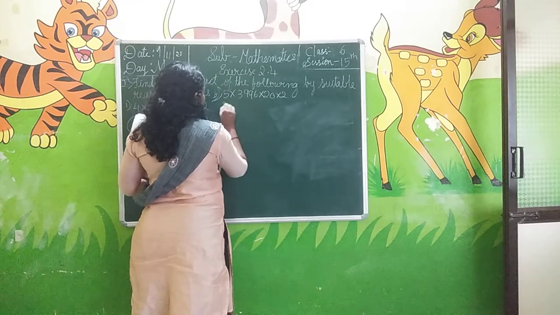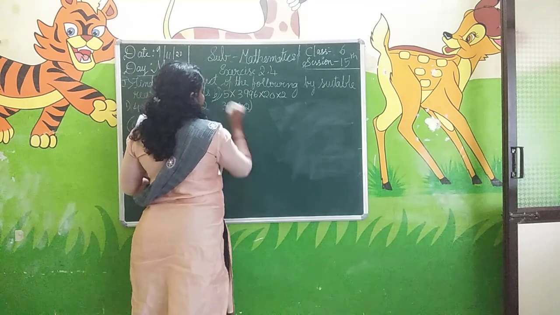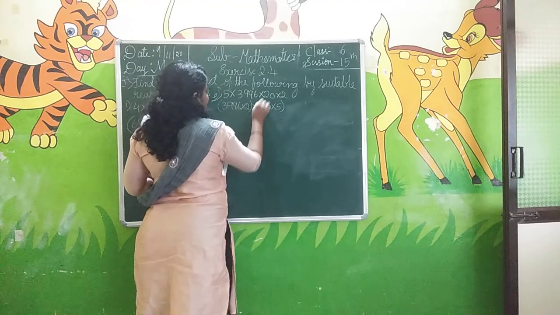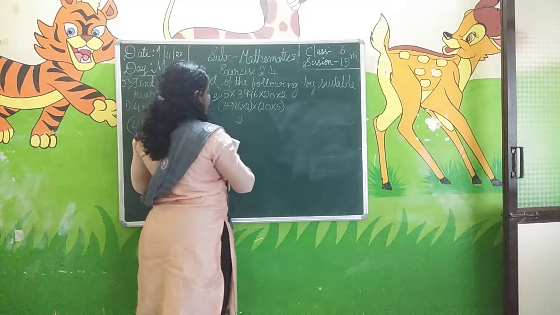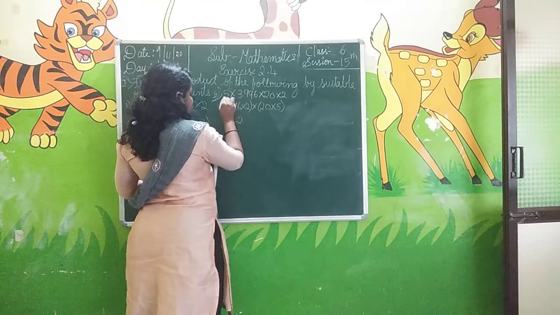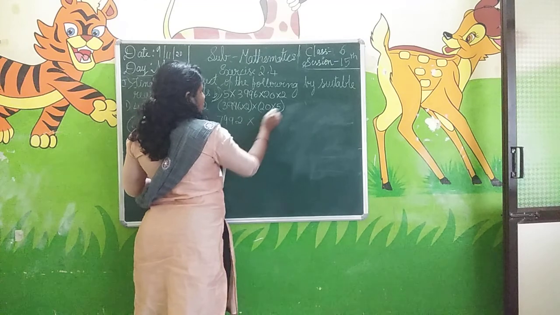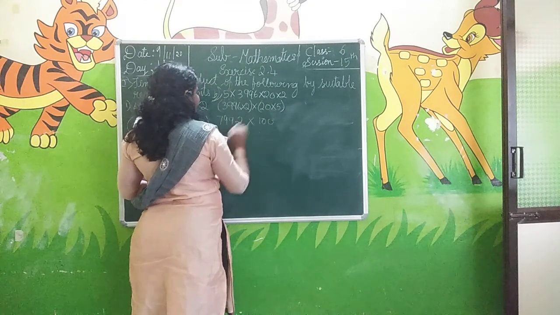So 3,996 into 2, and again it should be multiplied with the 20 into 5. Okay, 2 6s are 12, 1 carry, 2 9s are 18, 18 plus 1 is 19, 1 carry again, 2 9s are 18, 18 plus 1 is 19, 2 3s are 6, 6 plus 1 is 7, into 5 zeros are 0, 5 2s are 10.